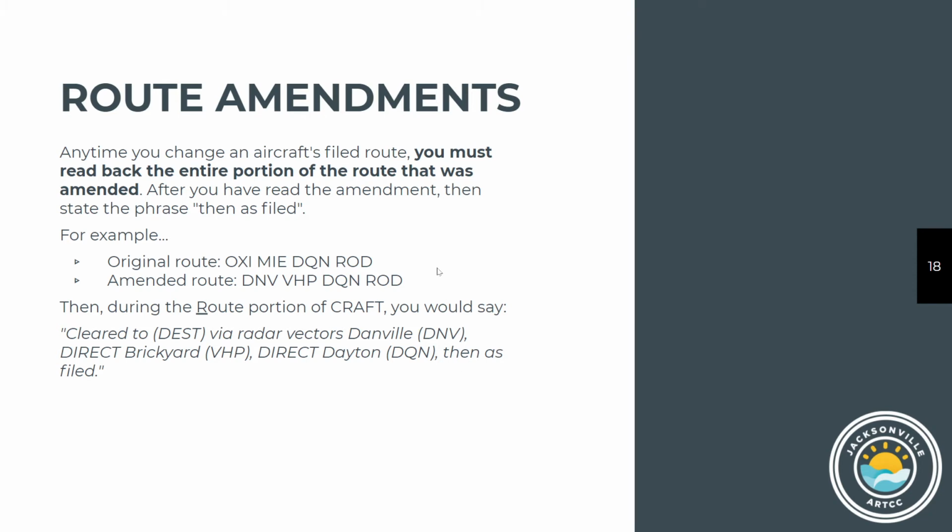We're going to do some more practice clearances later. Now, what about route amendments? A route amendment is anytime you change the route. And if you do, like I said earlier, you have to read the entire amendment up to the first fix that is on the original flight plan. So if the original flight plan was Dayton, and you had to amend it to Danville, Brickyard and then Dayton, you would have to read up to that first fix that was on the original flight plan. So this would be: cleared to destination via radar vectors, Danville, direct Brickyard, direct Dayton, then as filed.